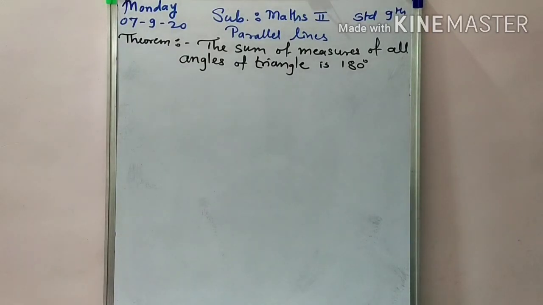Okay, now next we have to prove one important property of a triangle: that the sum of the measures of all angles of a triangle is 180 degrees.